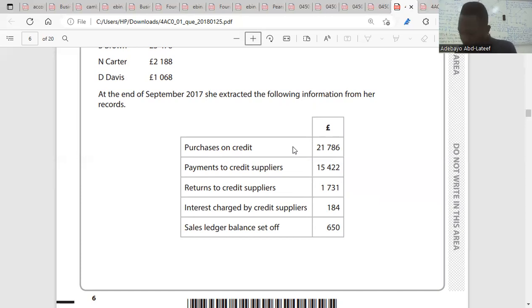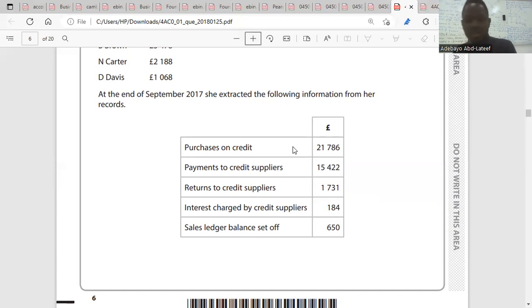The third one, returns to credit suppliers. You returned goods to credit suppliers. That will be purchases returns. Your suppliers received it. It's going to be a debit balance on your purchases ledger. The next one, interest charged by credit suppliers. You have to pay your credit suppliers interest, maybe because you didn't pay earlier. You paid at a later date. So that will be a credit balance on your transaction. We call it interest charged.